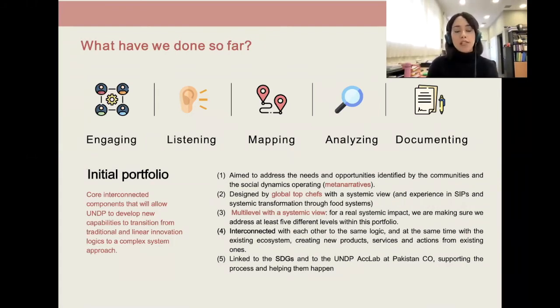So we are incorporating them into the portfolio. So without further ado, I will give the word to Danny, who will explain a really cool infographic that we've done to present this portfolio. Thank you.